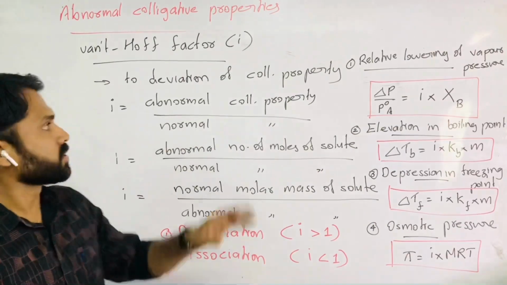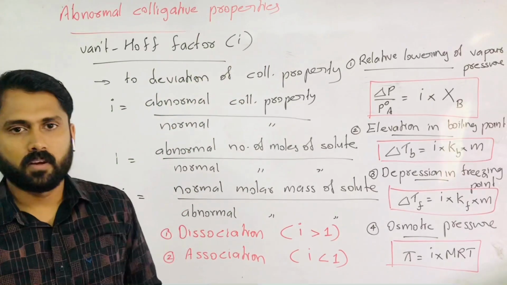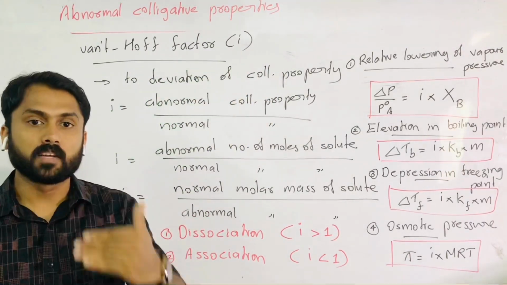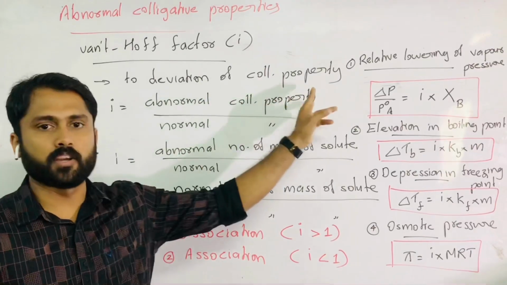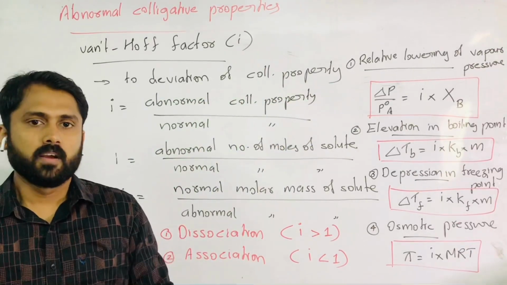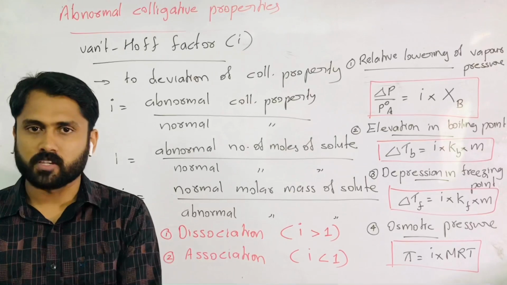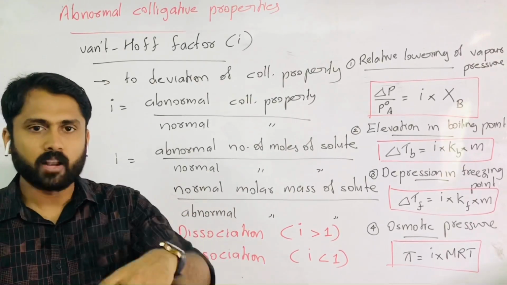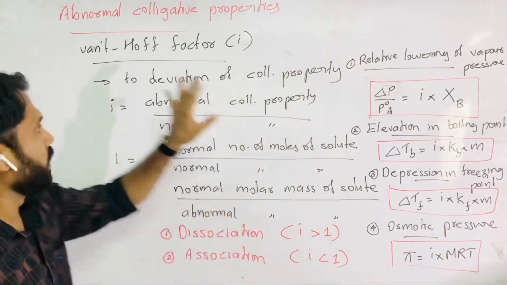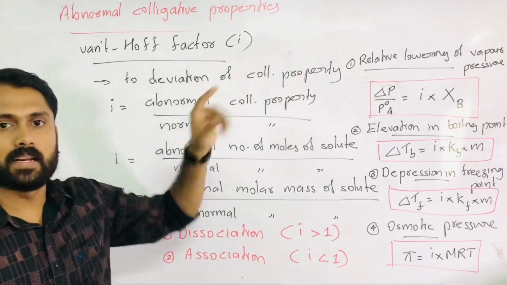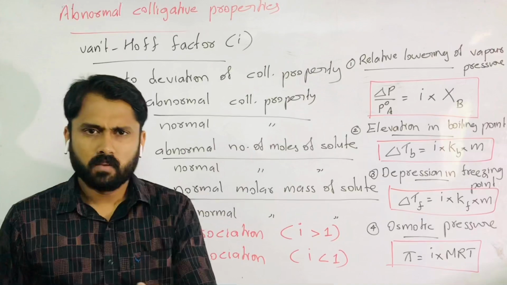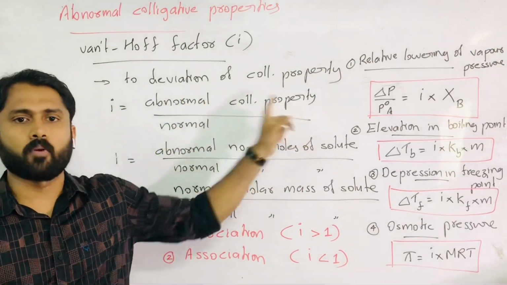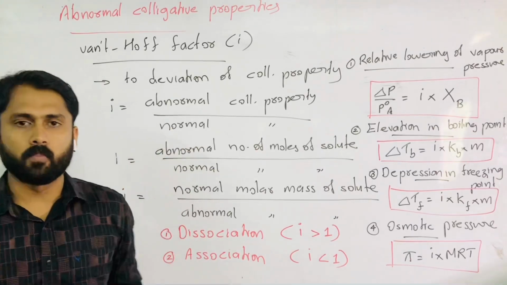Now we are going to discuss the Van't Hoff factor. The Van't Hoff factor is the term i, which is used to determine the deviation of colligative property. I said that due to dissociation or association there will be deviation in colligative property, so we have to calculate that deviation. So we use a mathematical term, the Van't Hoff factor. The equation is very simple: i equals abnormal colligative property divided by normal colligative property.